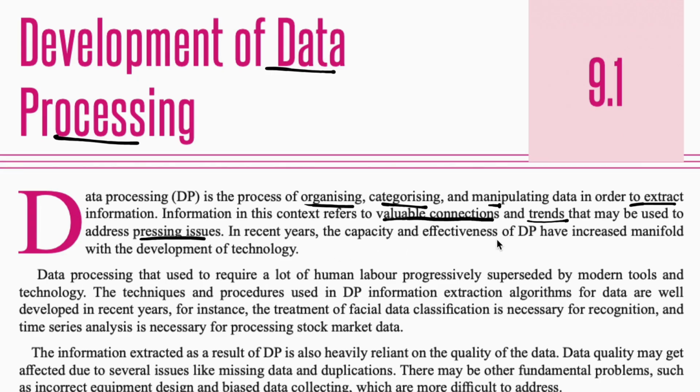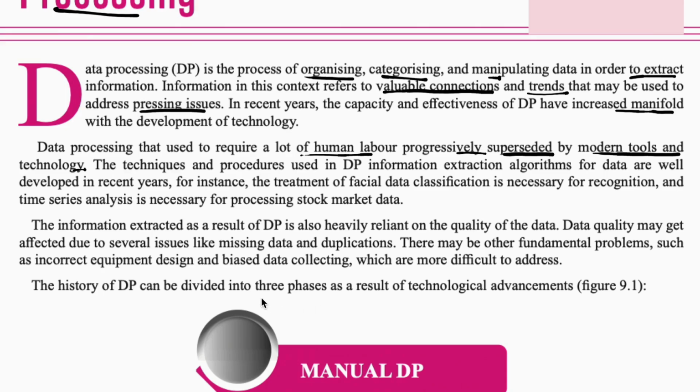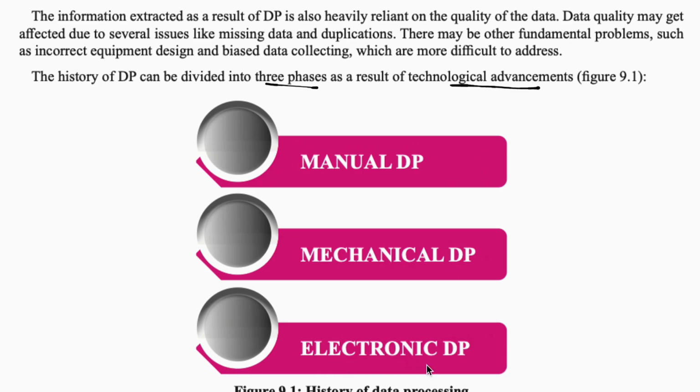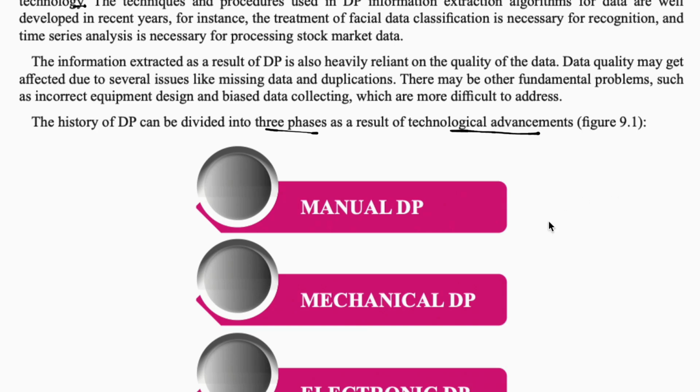In recent years, the capacity and effectiveness of DP, that is data processing, have increased manifold with the development of technology. Data processing that used to require a lot of human labor is progressively superseded by modern tools and technology. The history of DP can be divided into three phases as a result of technological advancements: manual DP, mechanical DP, electronic DP.